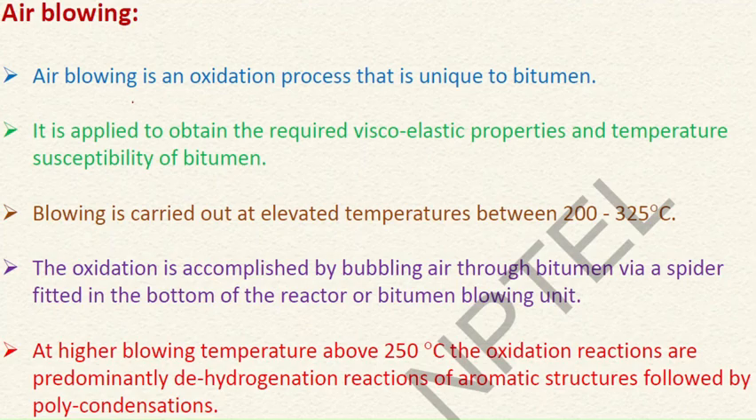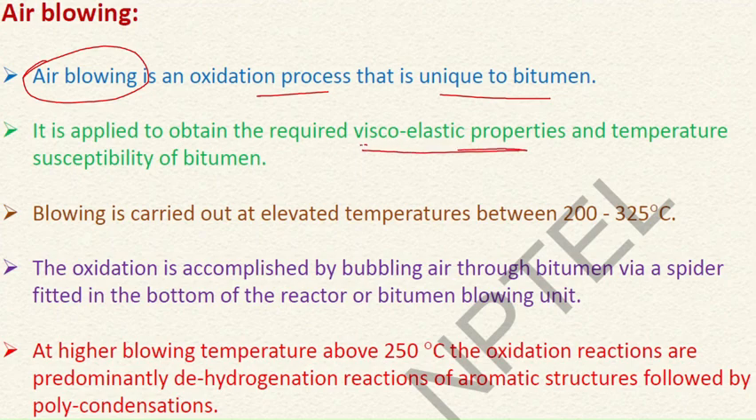Coming on to air blowing, the second procedure. This air blowing procedure is only used here in bitumen. It is used nowhere else in the refinery. Air blowing is an oxidation procedure that is unique to bitumen. It is applied to obtain the required viscoelastic properties and temperature susceptibility of the bitumen.